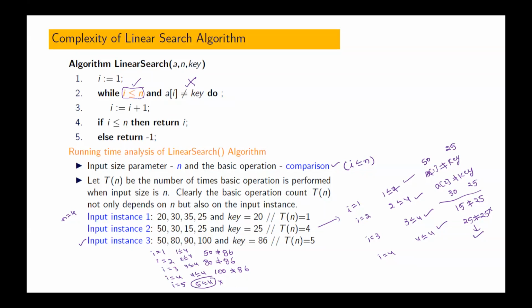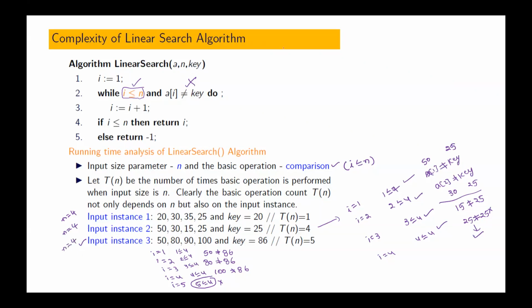How many times is the I less than or equal to n operation performed in this case? 5 times, sir. 5 times. In general, now, do we have different cases here, best case, worst case, average case, or only one case? For different instances of the same input size, we have different values. That means there are different cases.